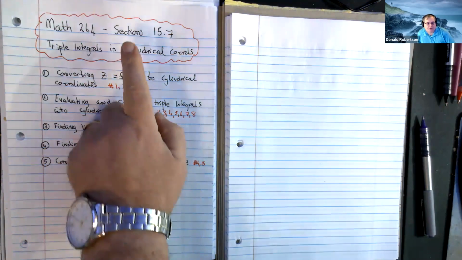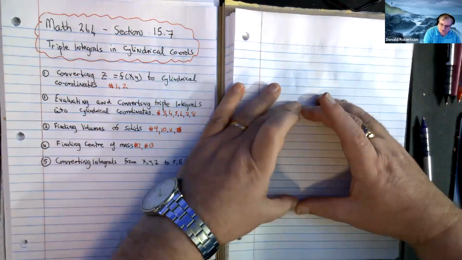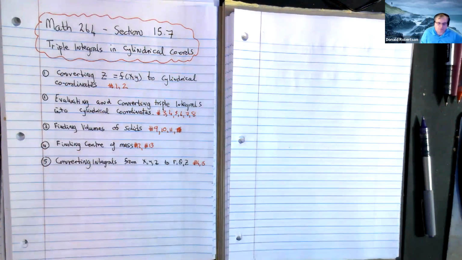Essentially, you should use cylindrical coordinates when the thing on the ground is a circle or part of a circle. That's the most usual place that we would do that. And it tends to make calculating the triple integral a lot easier if you do that.